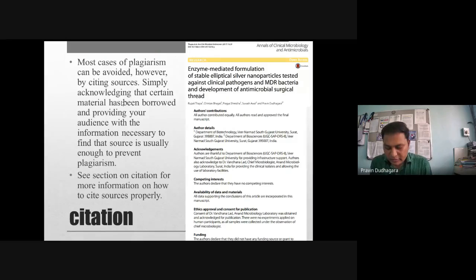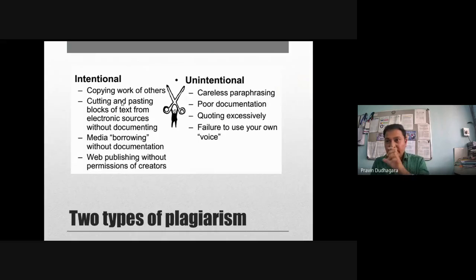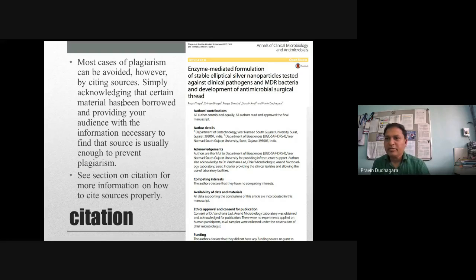See how intentional or unintentional plagiarism is generally found, or how you can identify it. For example, this is one of my papers published in the BMC journals. So each and every detail, along with the title and affiliation, you have to give. For example, author contributions and author details you have to give. You should also acknowledge who and which institute was helpful in your project and your paper. Competing interests, if there are any in the paper, you have to mention them. Availability of data and material. This is generally demanded by a few journals, but it is very important. Ethics approval and consent for publication.